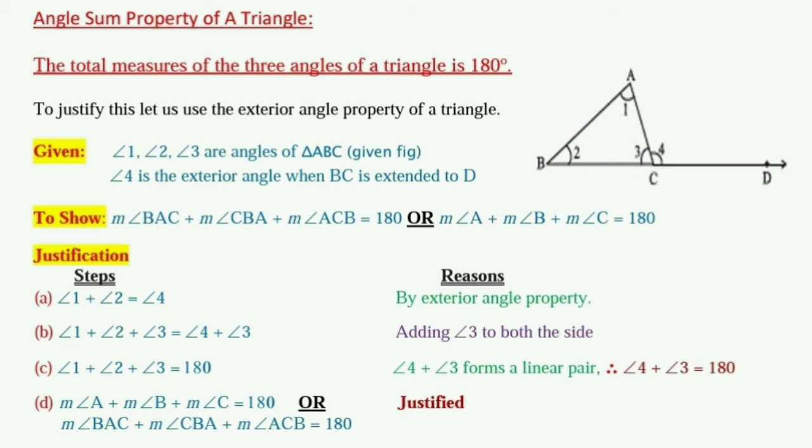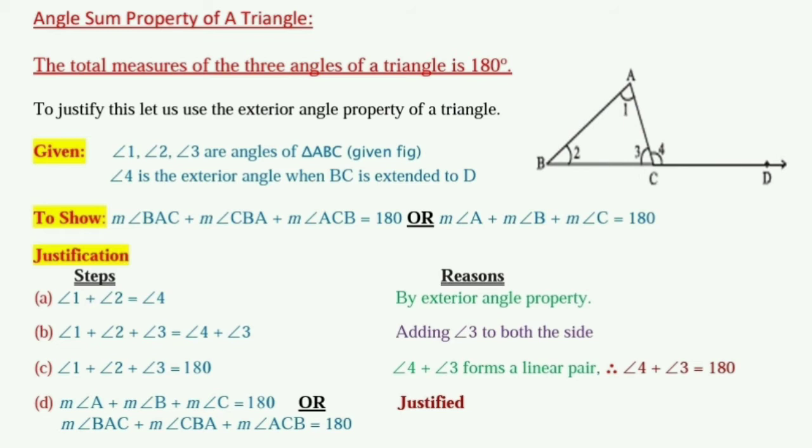Now second step, angle 1 plus angle 2 plus angle 3 is equal to angle 4 plus angle 3. What is the reason behind this? It means adding angle 3 to both the sides. Okay. Now third step, angle 1 plus angle 2 plus angle 3 is equal to 180.